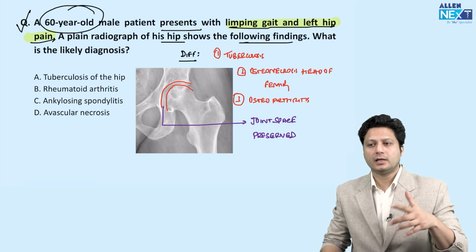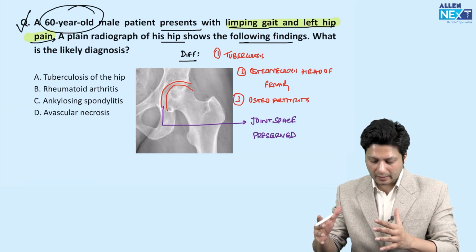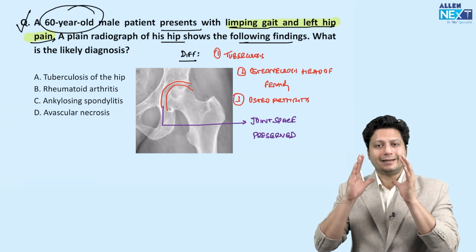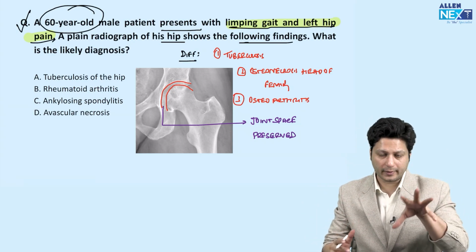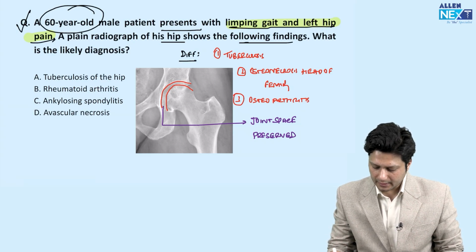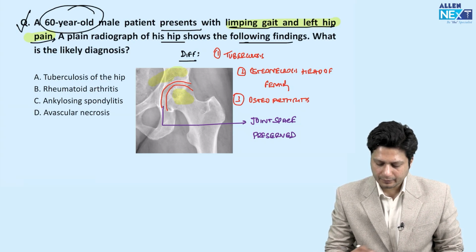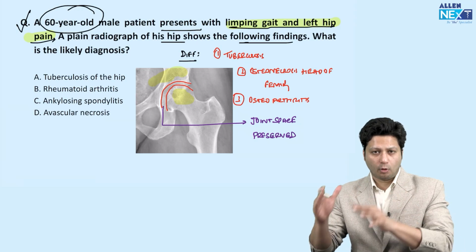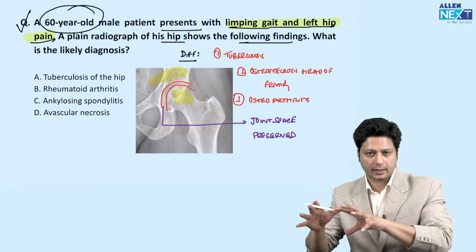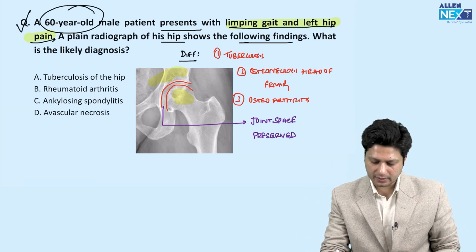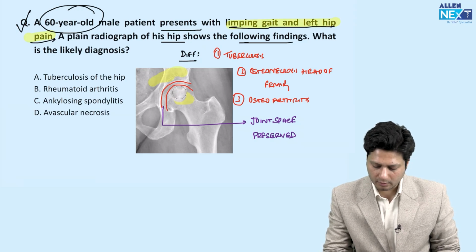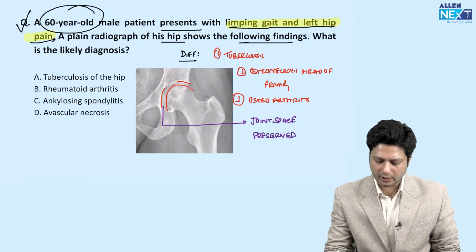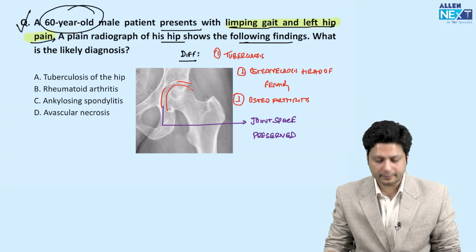The second one is that there will be periarticular osteopenia, that means decreased density of the bone around the joint. Here you can clearly see that there is no such thing happening. The density of the bone is not at all affected as far as decrease in density is concerned, so it is absolutely normal. So probably this is not the X-ray of tuberculosis of the hip joint.